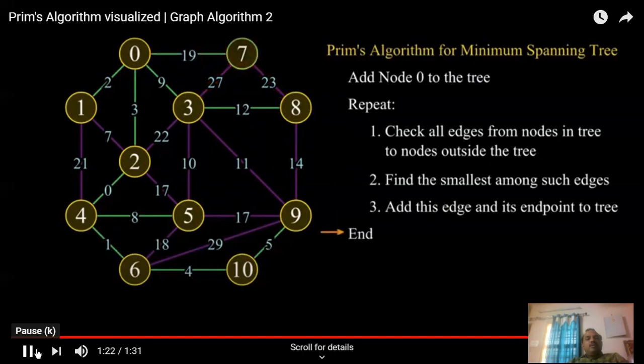Clear? So simply find the minimum cost spanning tree. Okay, all of you. So these links are terminated. These links are deleted. Why? These are not visited, not selected.